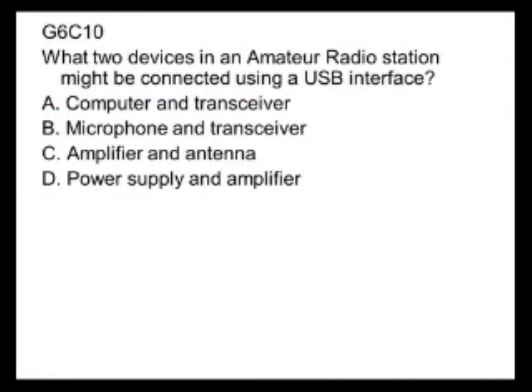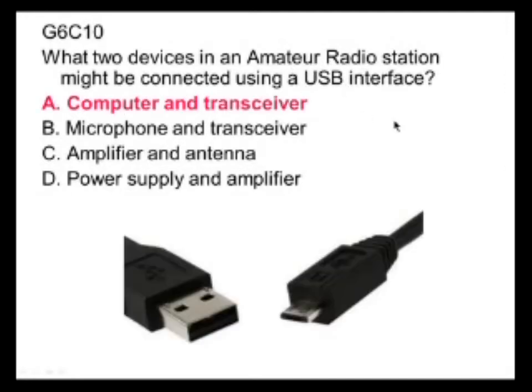What two devices in an amateur radio station might be connected using a USB interface? USB interface is the common computer type interface, and the correct answer is a computer and a transceiver. And here's what the USB looks like. You're very familiar with it. It's the same connector that's on your thumb drive, and so on.